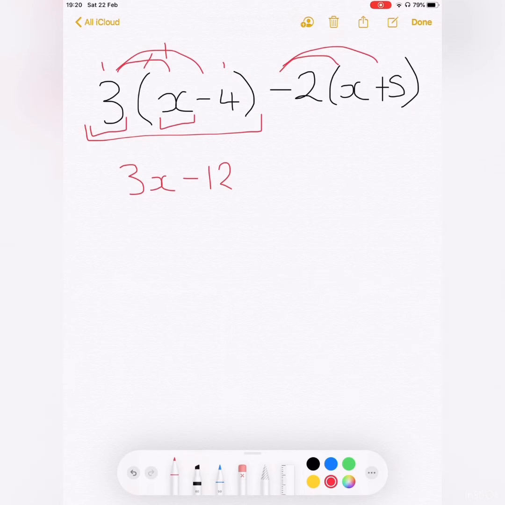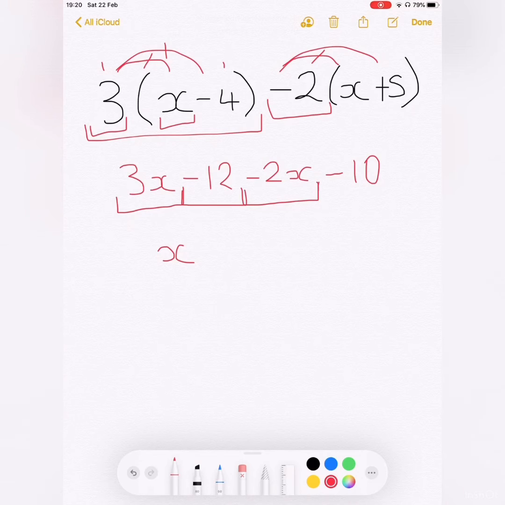Now we need to do this other one. So we've got minus 2 times x, which is minus 2x, and cross that off. And then minus 2 times 5, which is minus 10. Now the final thing to do is tidy this up. So we've got a 3x and a minus 2x, which gives us just the 1x. And then we've got minus 12 minus 10, which is minus 22.